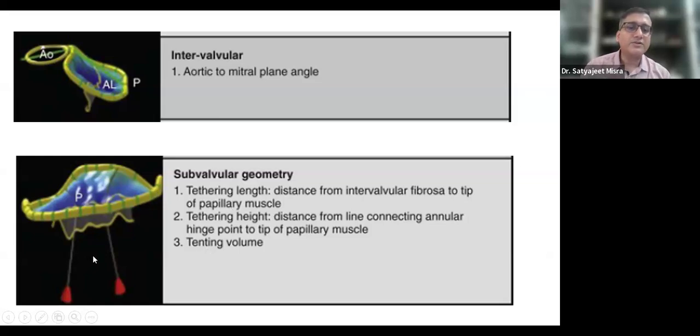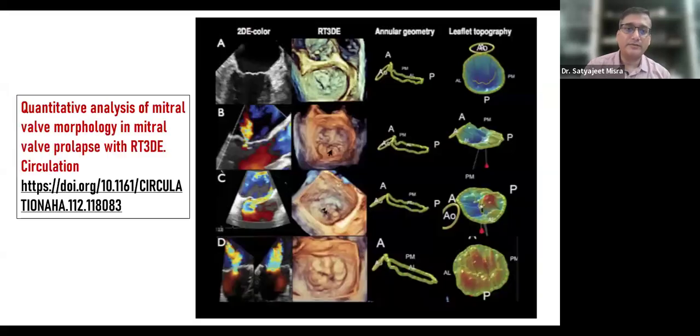Again, the subvalvular geometry, you can make a lot of measurements. You can measure the papillary muscle to the annular fibrosa, the interpapillary muscle distance, and all these measurements are very important in patients with ischemic mitral regurgitation where there's a significant ventricular remodeling.